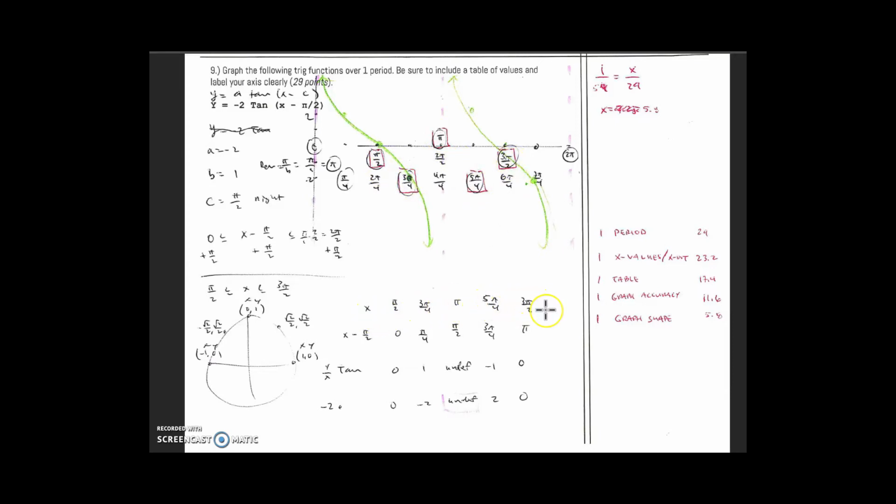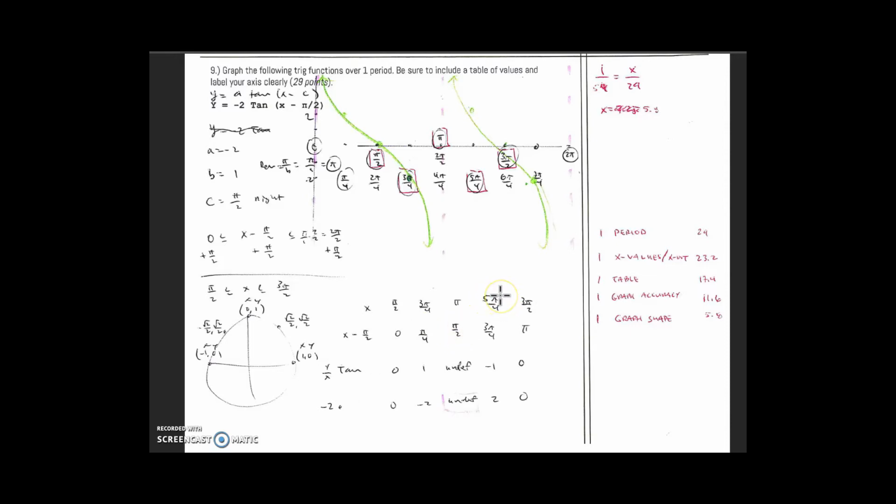So I'm moving on to the table now. In the table, I'm going to start at the furthest right. With the x values, which we've just written down, you're going to subtract pi over 2. If I subtract pi over 2 here, I'll get 3 pi over 4 minus pi over 2, which gives me pi over 4. Pi subtract pi over 2 is pi over 2.